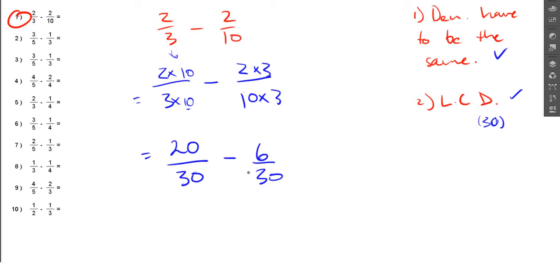So now all we have to do, and we know the answer is going to have the denominator of 30. We just need to read the rule. 20 over 30 minus 6 over 30. So 20 minus 6.